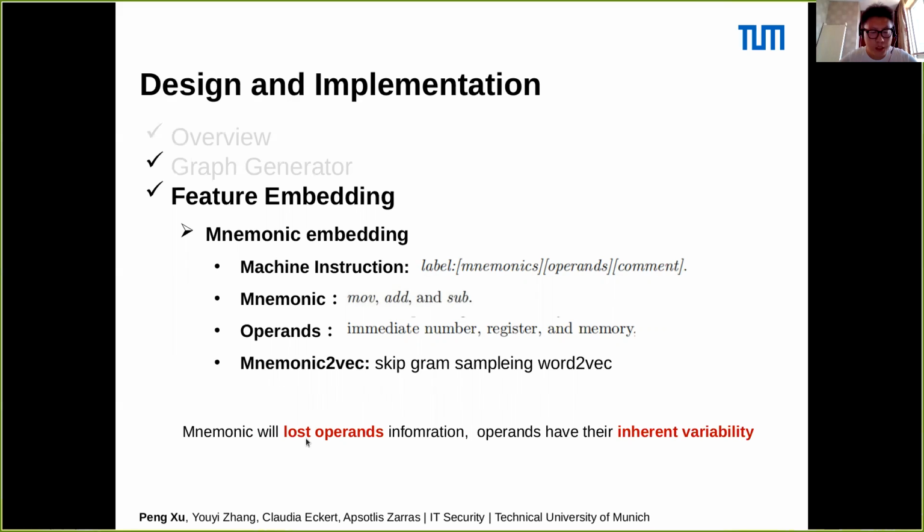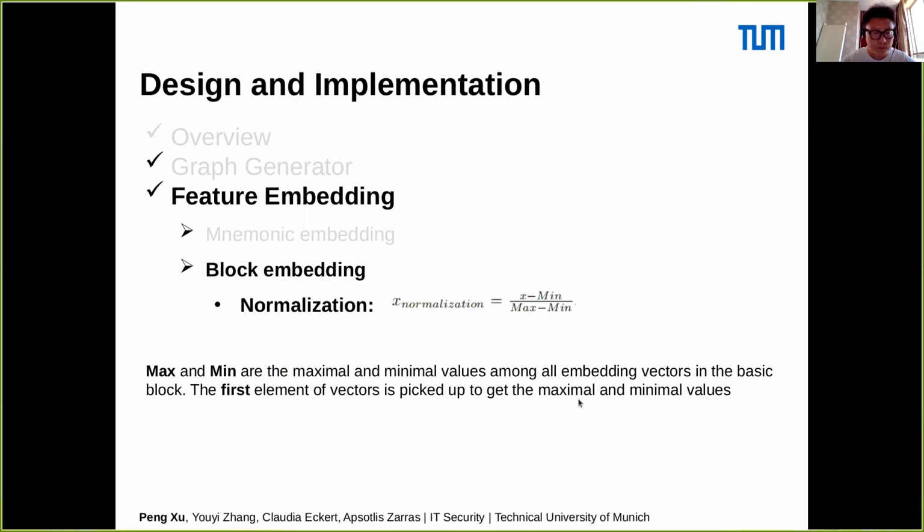But in our case, we only consider the mnemonic, which will lose operand information. But operands have inherent variability, which means we have the OOV problem. In our case, the operand is not very important compared to the behavior, which is stood for by the mnemonic opcode. So here we use opcode embedding, and we use skip-gram sampling to get the vector for our opcode embedding.